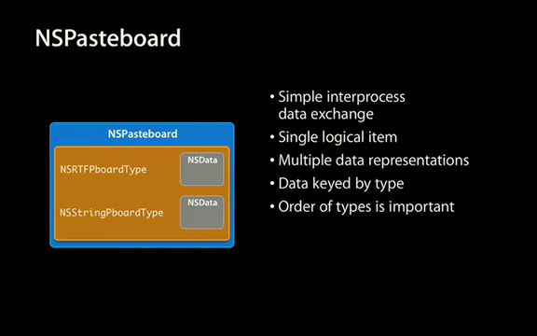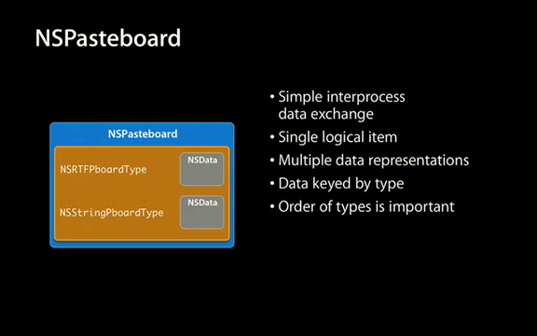And then in another process, you can ask for that same Pasteboard name, you get an NSPasteboard instance, and then the data representations put on over here are available in another process, and you retrieve them again by type, by getting the data for particular types.